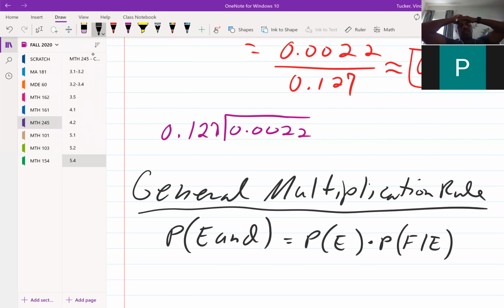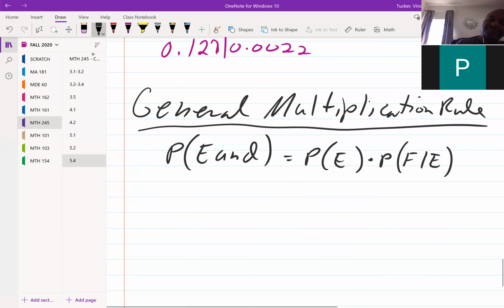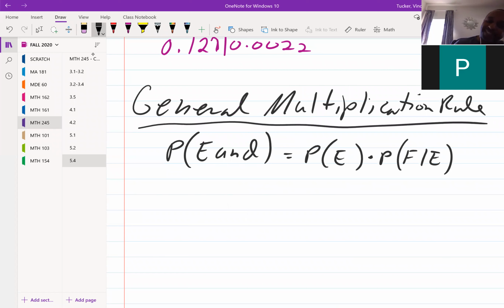All right, so the general multiplication rule that we have here is just a manipulation of our conditional rule that we had earlier. Probability of E and F occurring is the probability of E times the probability of F given that E has occurred.